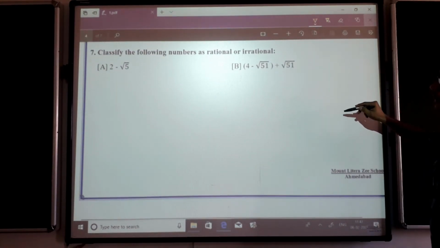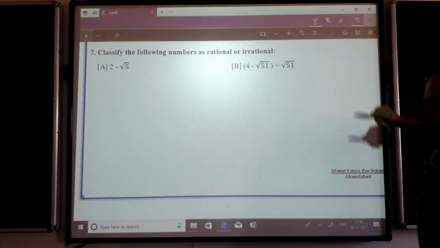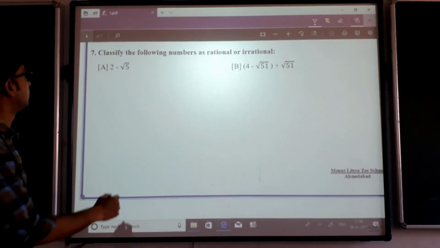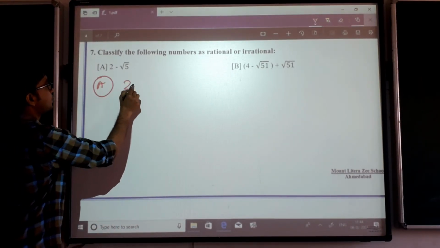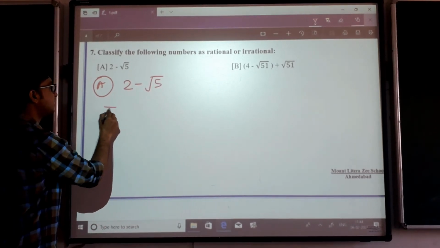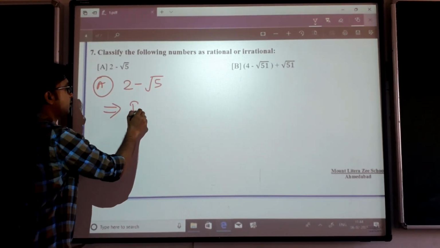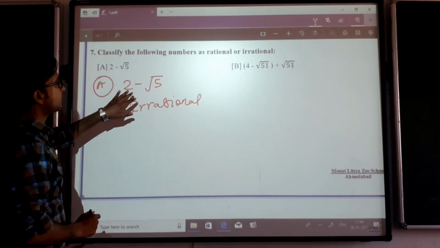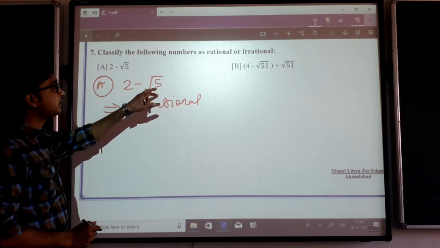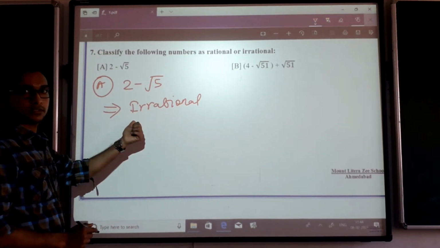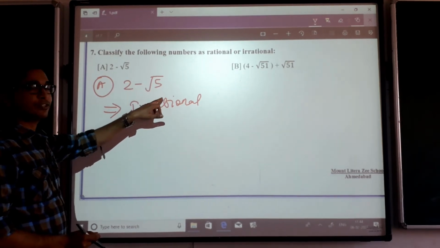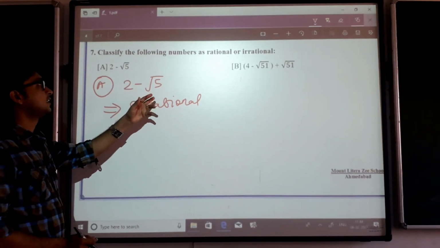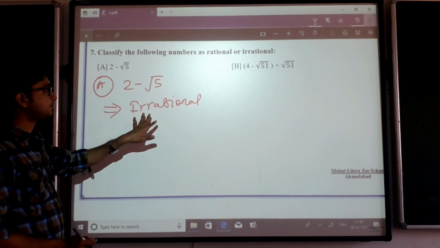Now classify the following numbers as rational or irrational. Easily we can solve this one. So first is a, which is 2 minus square root 5. So this is irrational number. Okay, irrational. How and why? Because we are subtracting an irrational number from a rational number. If we subtract an irrational number from a rational number, then the result is always irrational. Or if we add irrational with rational, then we will get irrational.